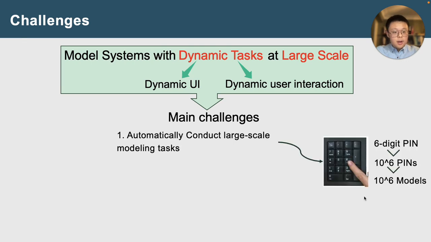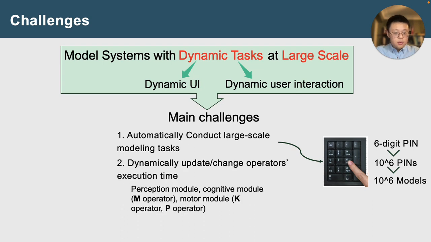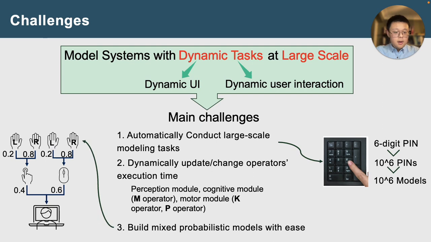The first one is to conduct large-scale modeling tasks automatically. For instance, consider modeling a 6-digit PIN entry task, which will require producing up to 1 million models to cover all PINs. The second one is to dynamically update and change default values of cognitive modeling operators and parameters, such as those related to Fitts' law. A third challenge is to build a mixed probability model through simple steps. For instance, the ability to model systems that involve left-hand and right-hand users and mouse and touch-based interaction with respective weights or probabilities all together at the same time.